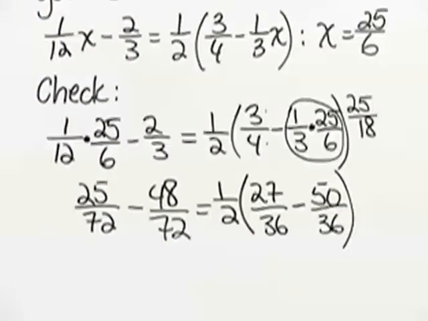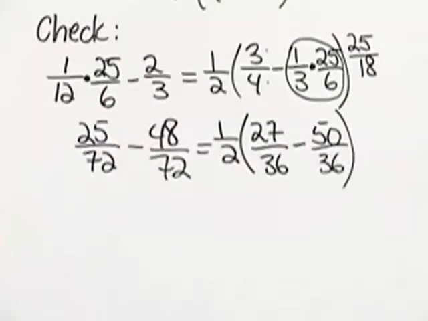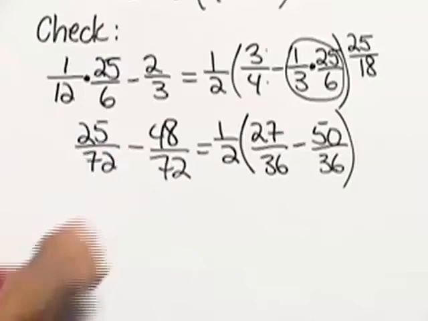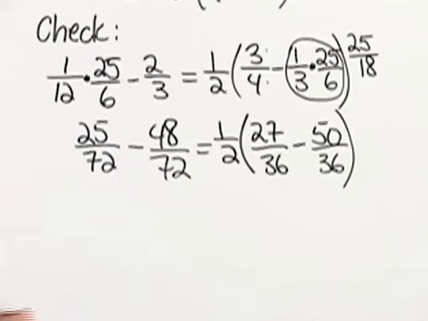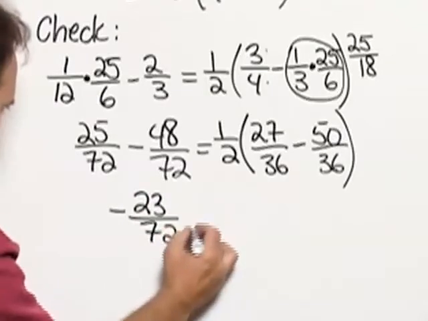On the left-hand side, 25 minus 48. That's going to give us a negative, and when we subtract the 25 from the 48, we get 23. So in other words, negative 23 over 72.